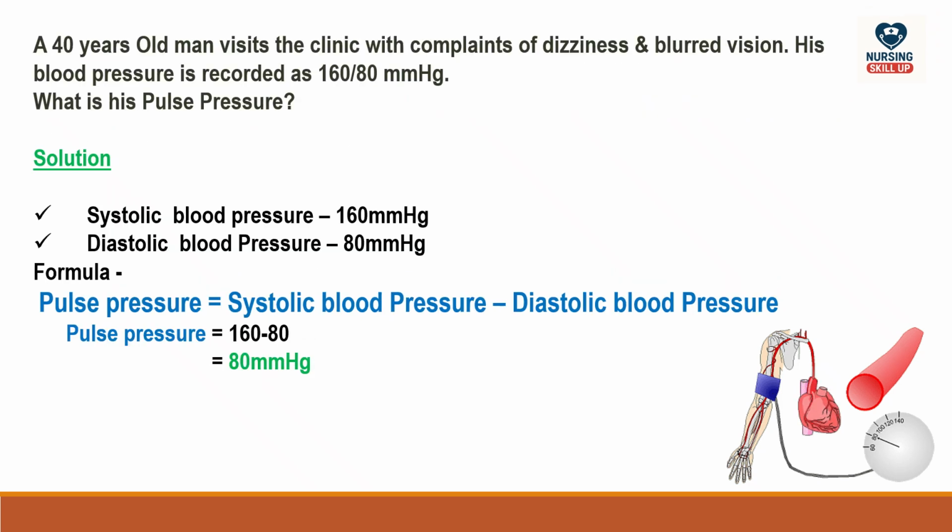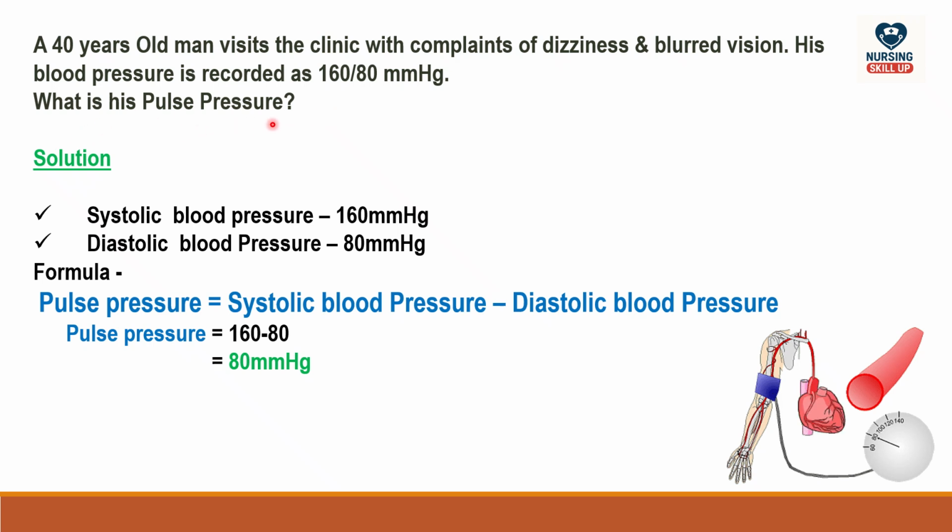Here is one example. A 40 years old man visits the clinic with complaint of dizziness and blurred vision. His blood pressure is recorded as 160 by 80 mmHg. What is his pulse pressure?